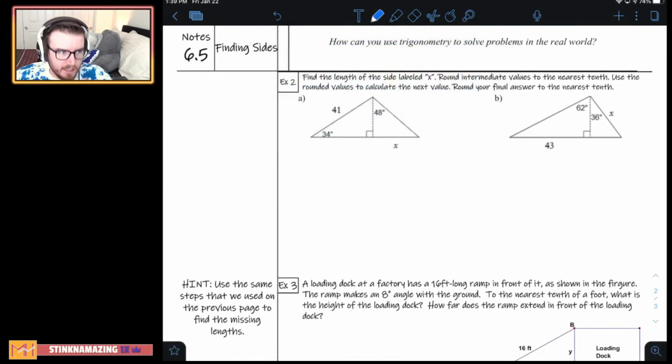A little more spice of life here. We've got a couple triangles merged together, and then one big overarching triangle that makes up the whole thing. Find the length of the side labeled X. Round intermediate values to the nearest tenth. That word intermediate will make sense here in a second. Use the rounded values to calculate the next value. Round your final answer to the nearest tenth.